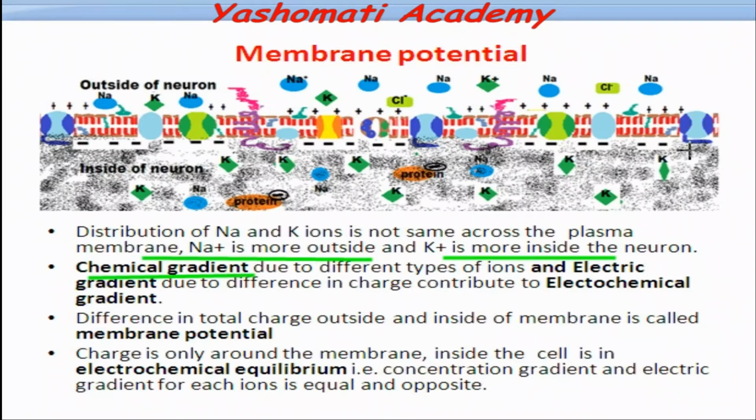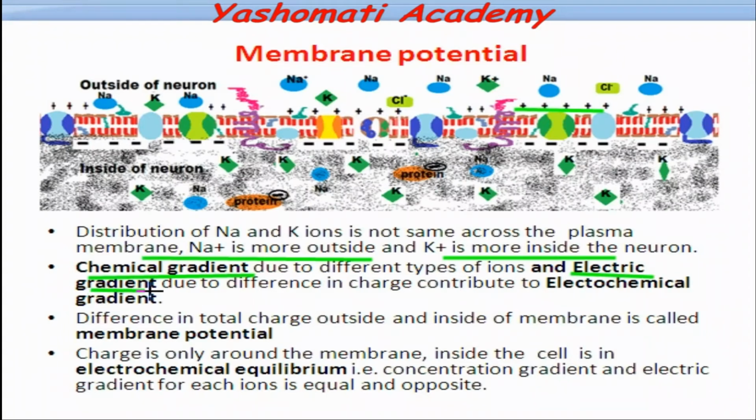When the sodium potassium pump is working, it is moving 3 sodium ions out which are positively charged and moving 2 potassium ions toward the inner side which are again positively charged. So what is happening here? 3 positive charges are moving out and 2 positive charges are moving in. Because of that, the outer side of the membrane will be more positively charged. Because of this, there will be some electrical gradient too.